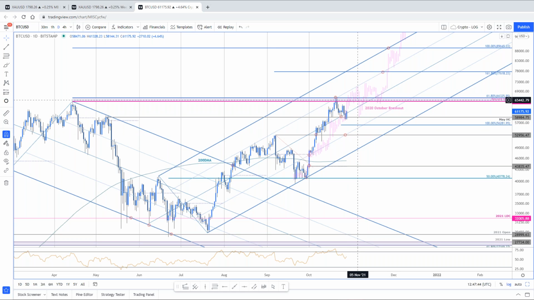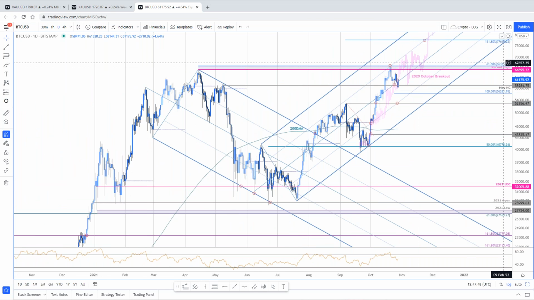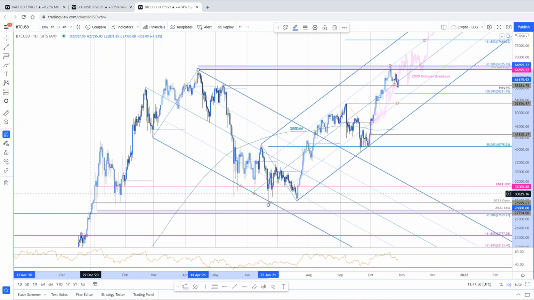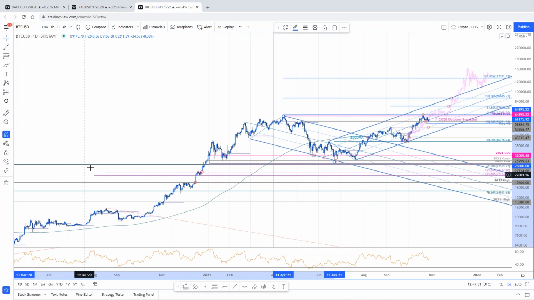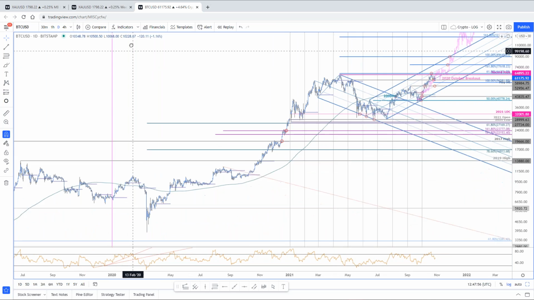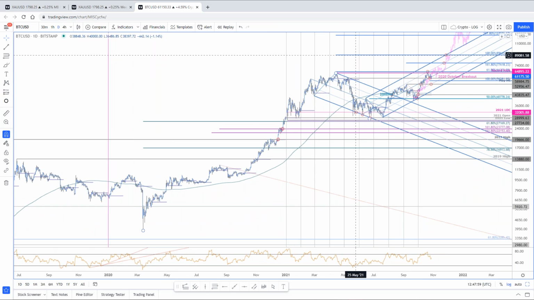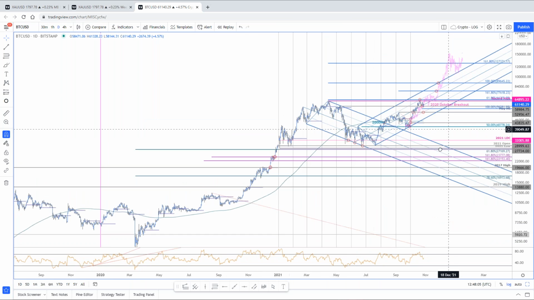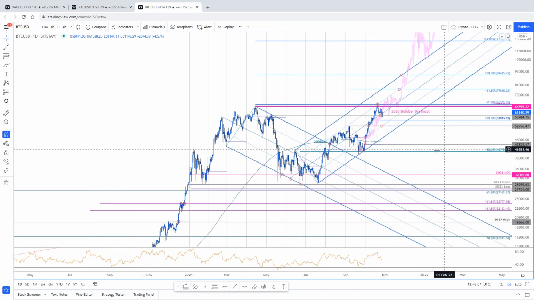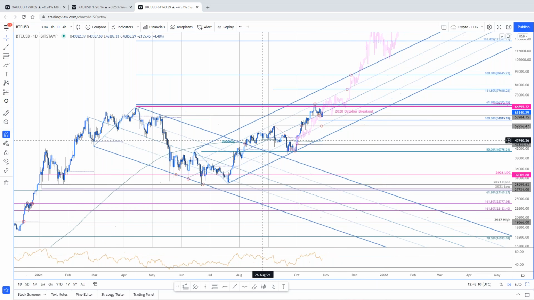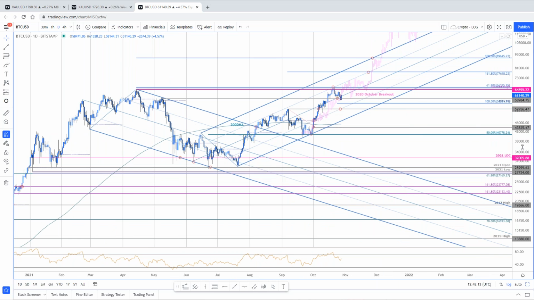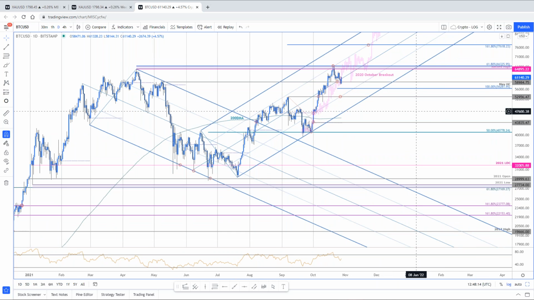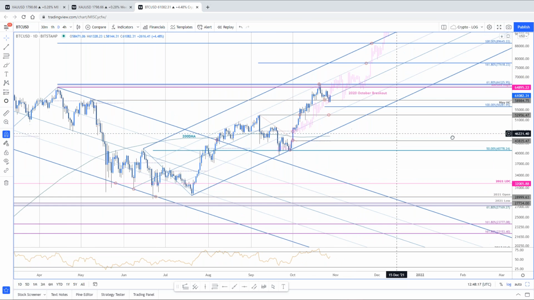Key resistance is still 66,325. Guys, that's not just the high. That's also the 618 extension from the advance off the 2020 low. Okay, from right there. So you got that 618 extension, which converges on the record highs, on the previous record highs that we made back here in April. It's 66,300 into, let's call it, 65,000. That's major resistance. So that's all I got to say on this.